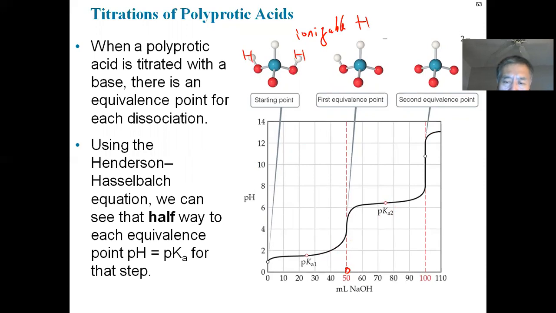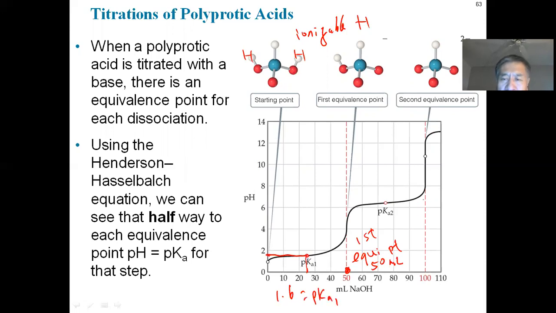So this will be the first equivalent point, and here it's 50. Using our approach, the pH at half equivalent will be the pKa. Half of 50 is 25, so therefore this will be the pKa1. For this sample, you probably get about 1.6 equals pKa1.